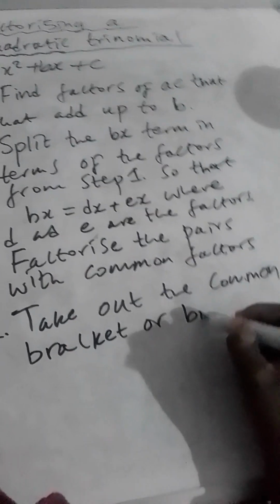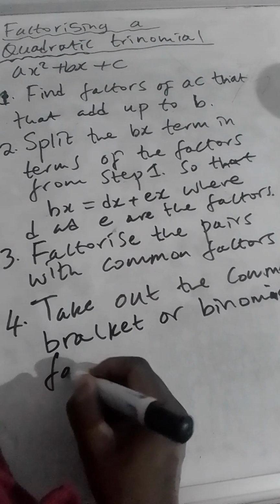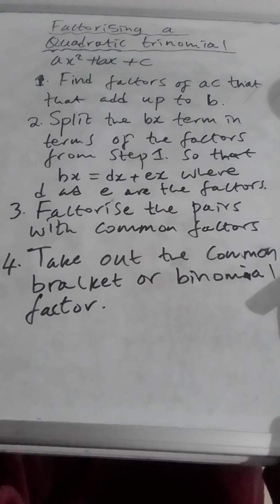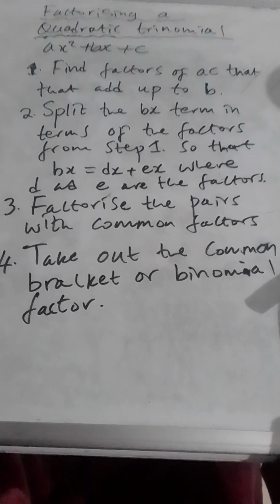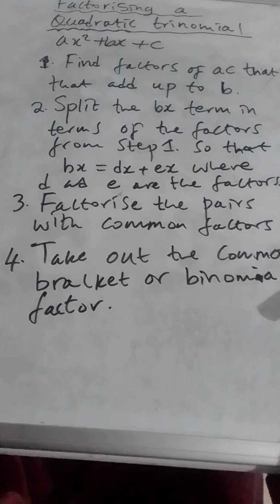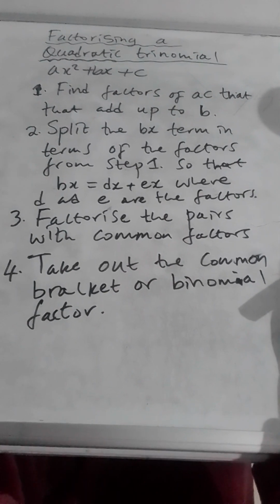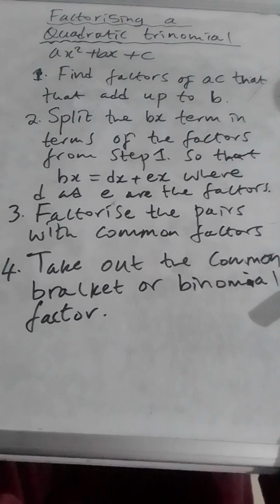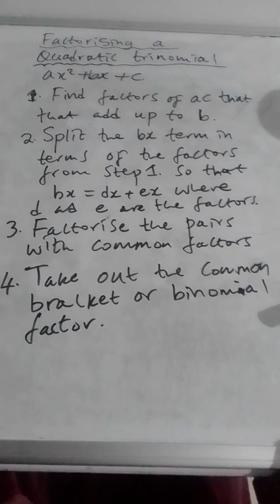Or binomial factor. So after factorizing the pairs with common factors, you will have a binomial factor. In other words, a factor that is in parentheses and it has two terms, right? It will occur in both terms, that result. So you take it out as a highest common factor, and then you're done. Another way to put this is to factorize further.